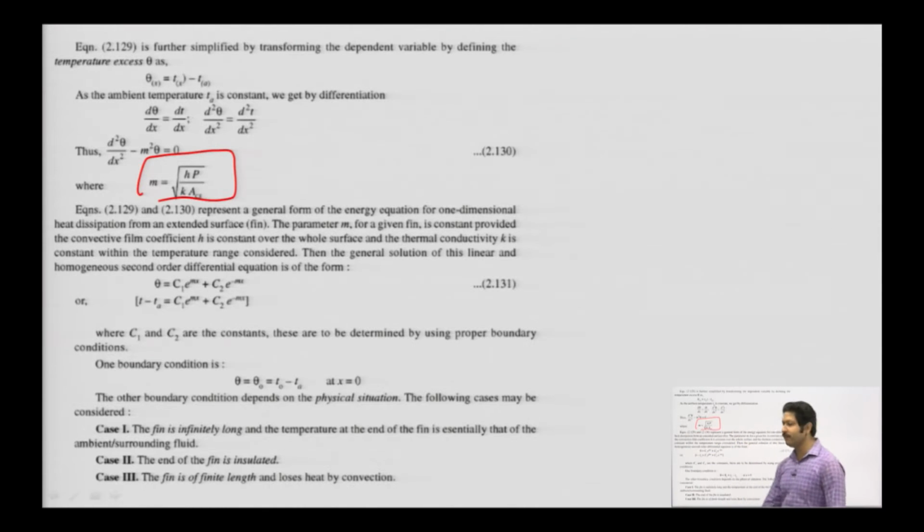m is actually the fin parameter, and this is the general equation for the second order differential equation. Now in my previous video I touched on this one, now I will be touching this one. So this is my topic for today's video. I will be deriving the heat transfer when the fin tip is insulated, where the heat transfer has to take place across an insulated end, and then I will be doing 3 to 4 numericals as time permits.